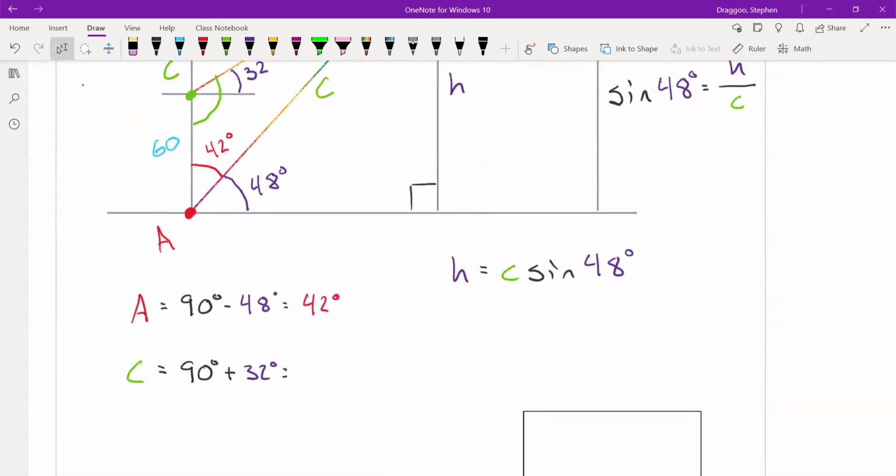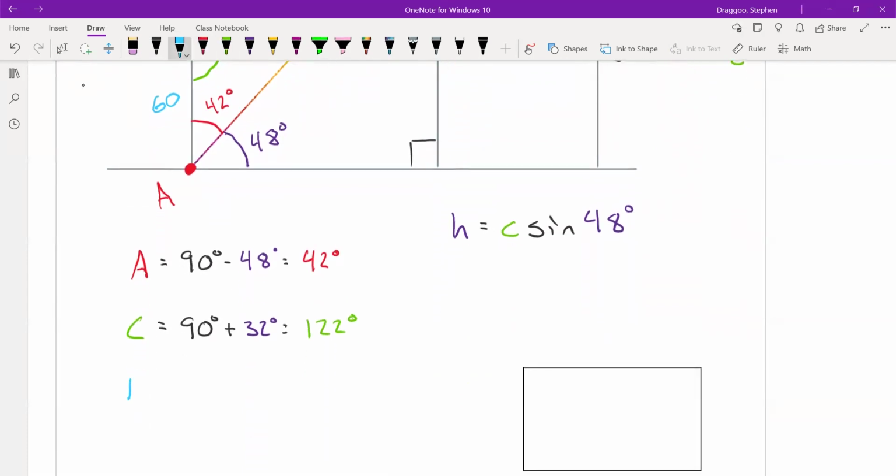So adding those up, I believe we get 122 degrees. I'm running out of space in the diagram, so I won't label it in there because it'll get kind of messy. But now that we have those two angles, getting the third angle in our triangle is a piece of cake. We know that they just have to add up to 180 in total.